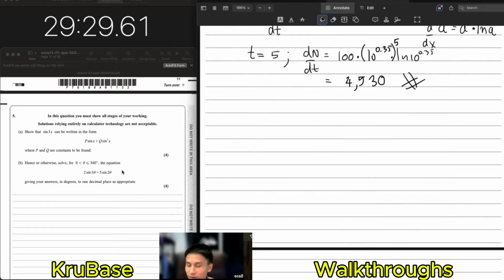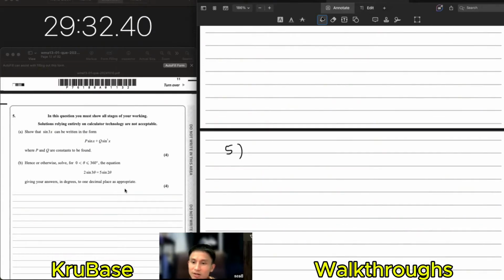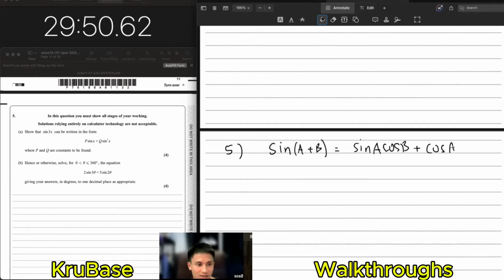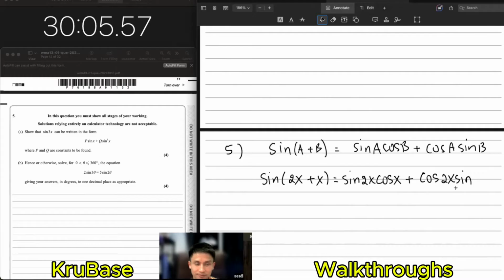Number 5. Show that sine 3x can be written in that form. I can't believe that they still pull this out. All right, so we can use the double angle formula for sine. Remember, sine(A plus B) is sine A cos B plus cos A sine B. This is in the formula sheet, right? So here I'm going to use sine(2x plus x), with 2x being A. So this is sine 2x cos x plus cos 2x sine x.